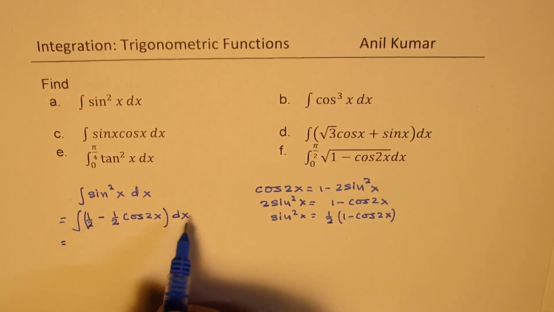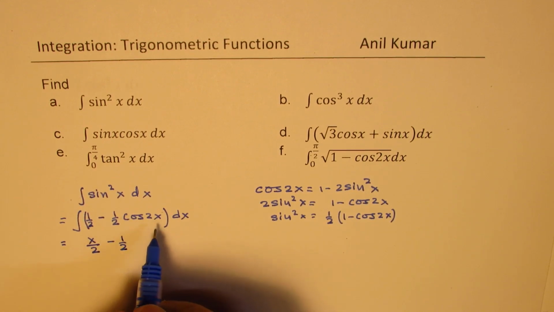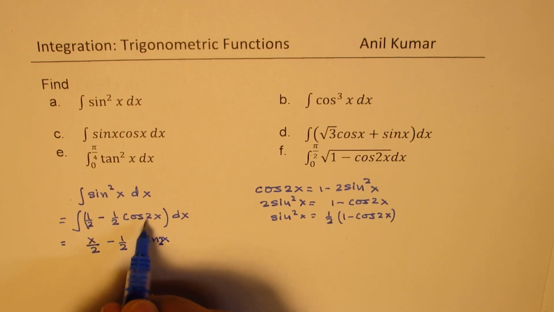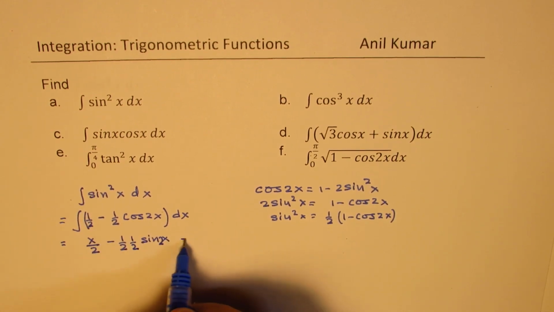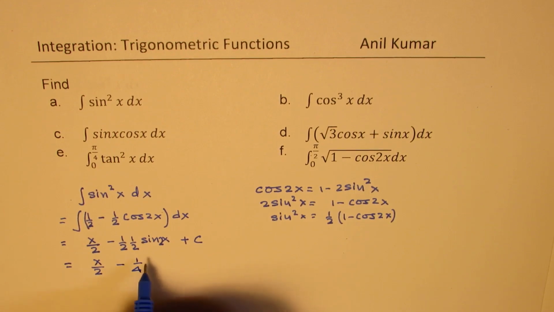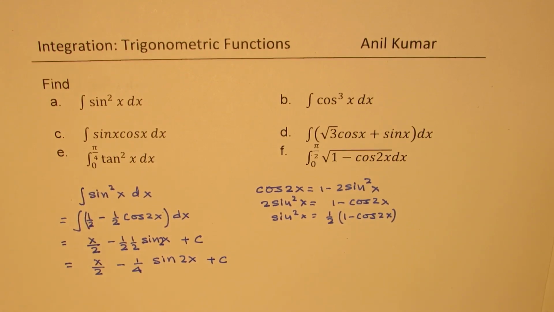Now it is simple. So integral of half is x, right? So we get x over 2. And here we get minus half. Cos 2x means sine 2x is the integral. Sine 2x. And this half gets multiplied, correct? Plus, of course, a constant c. So we get our result, which is x by 2 minus 1 by 4 sine 2x plus c. Clear? So that is how we have to use our trigonometric identities to find the integral. So that is the most important part, right?